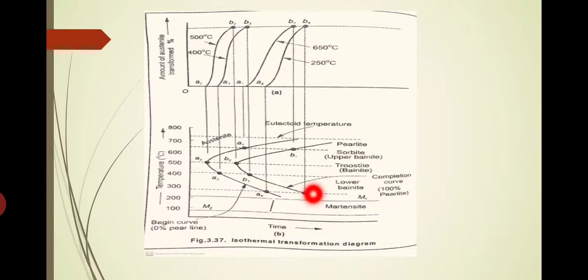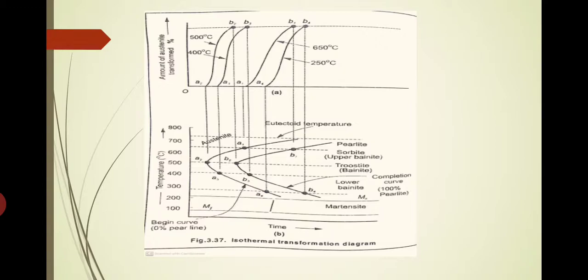So I got A1, A2, A3, A4. All these points will be the starting points of the transformation, whereas B1, B2, B3 and B4 are the finishing points of the transformation. So I have drawn a curve joining A1, A2, A3 and A4. You will get a curve like this, and joining B1, B2, B3 and B4 you will get a curve like this. See, the shape of the curve is actually a C shape. That's why it is also known as C curve. So this diagram finally obtained is called the isothermal transformation diagram.